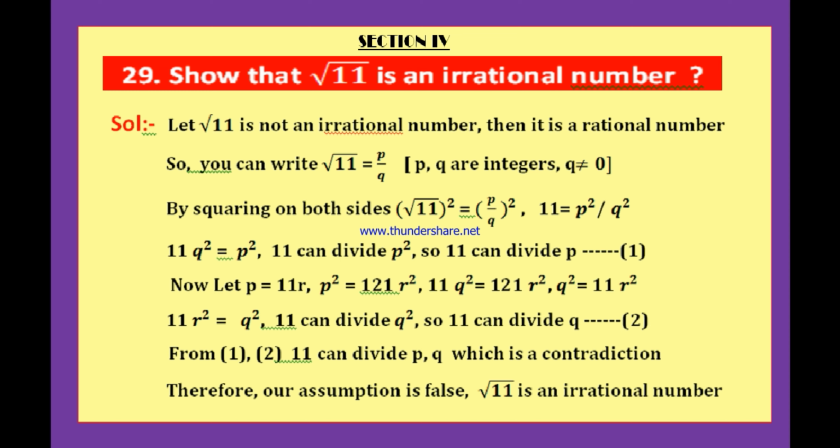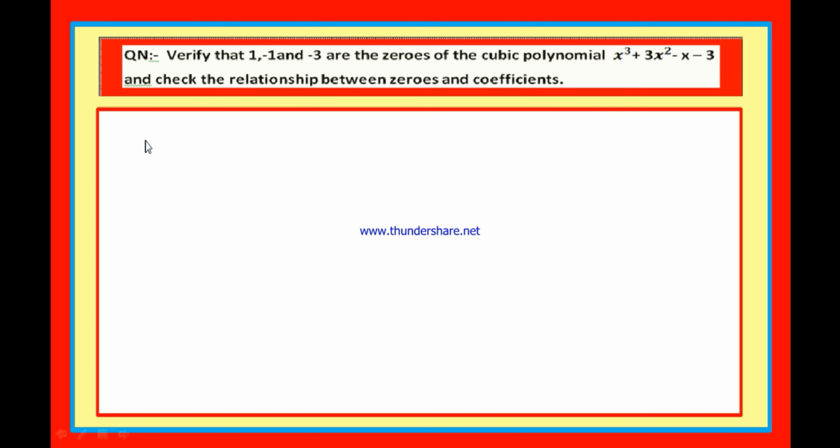Now, next question. Verify that 1, minus 1 and minus 3 are the zeros of the cubic polynomial x cube plus 3x square minus x minus 3 and check the relationship between zeros and coefficients. I shall repeat. Verify that 1, minus 1 and minus 3 are the zeros of the cubic polynomial x cube plus 3x square minus x minus 3 and check the relationship between zeros and coefficients.